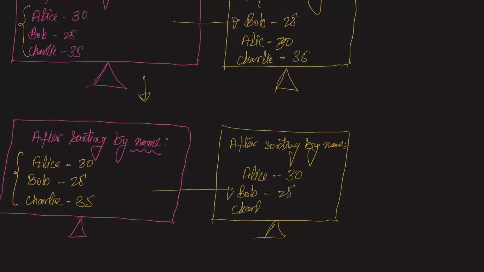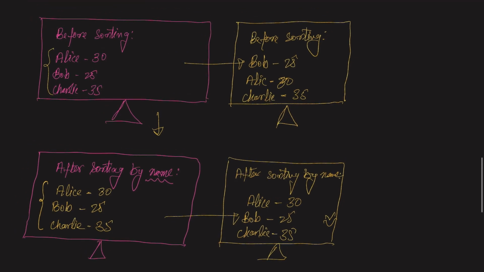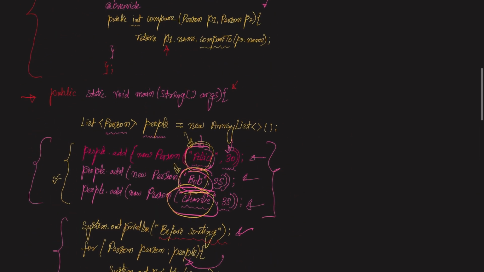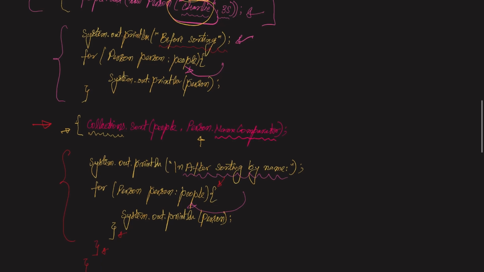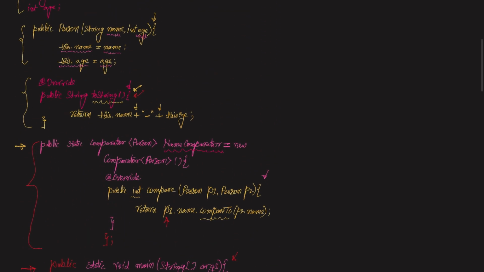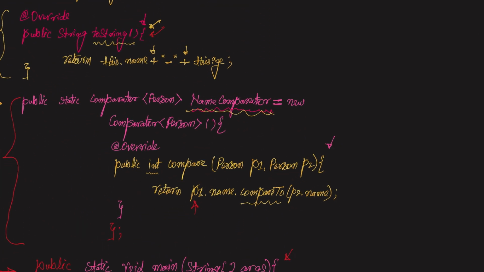and Charlie 35. If I explain some key points here, like we have an anonymous class name comparator. Name comparator, let me show you. Here, name comparator is implemented as an anonymous class, allowing for inline comparator logic. And then we have comparators, which allow flexible sorting by different criteria, like name in this case.